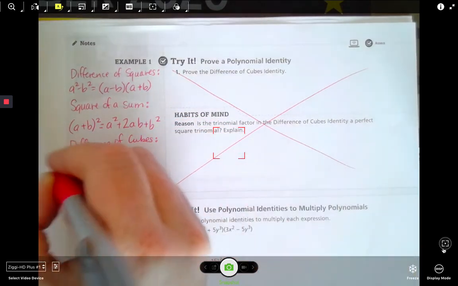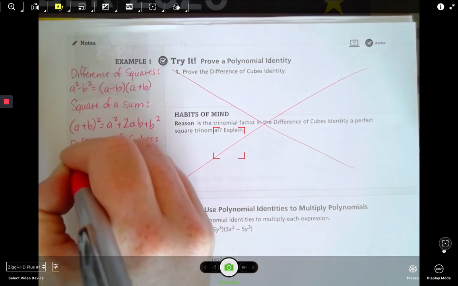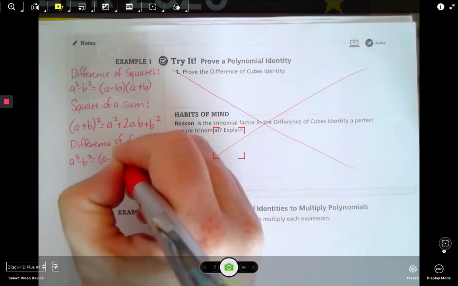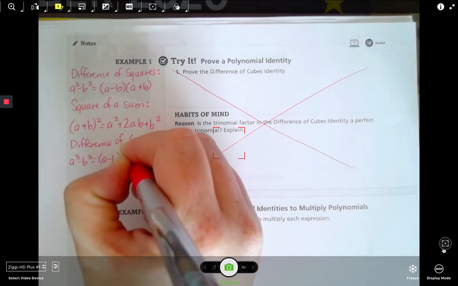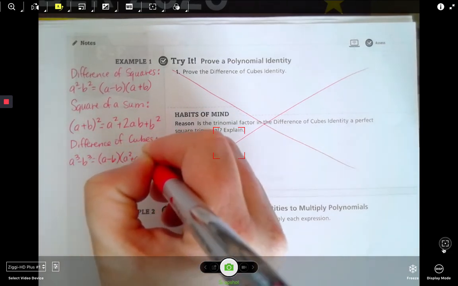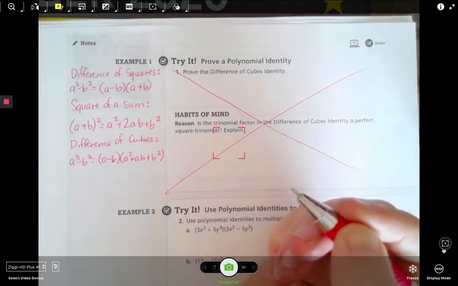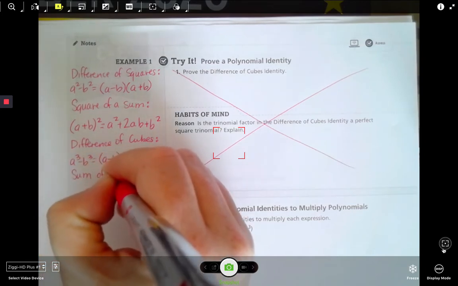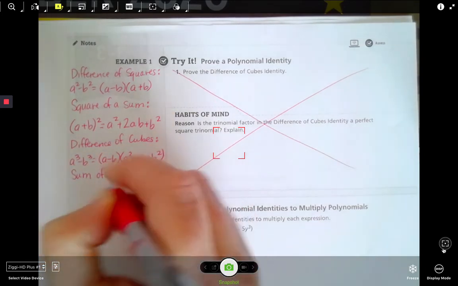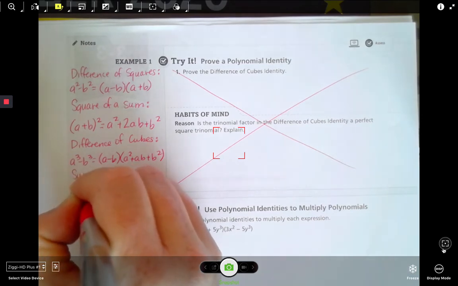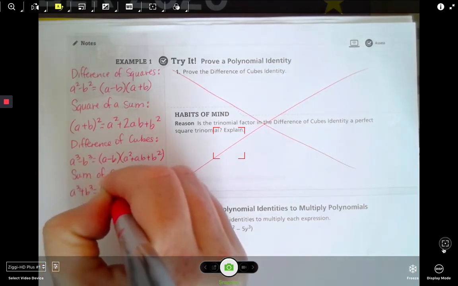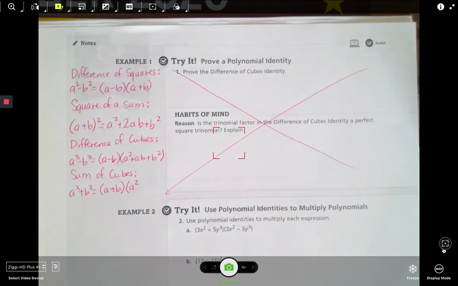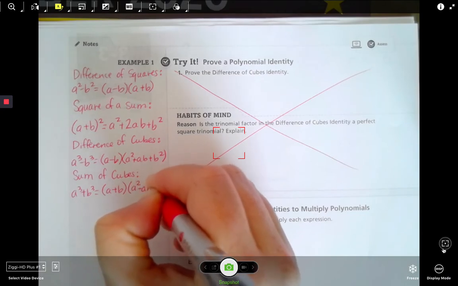Next, I've got the difference of cubes. So that's if we've got a cubed minus b cubed. We say that that is equal to a minus b times a squared plus ab plus b squared. And then last, we've got sum of cubes. So that's a cubed plus b cubed, and our formula for that would be a plus b times a squared minus a times b plus b squared.